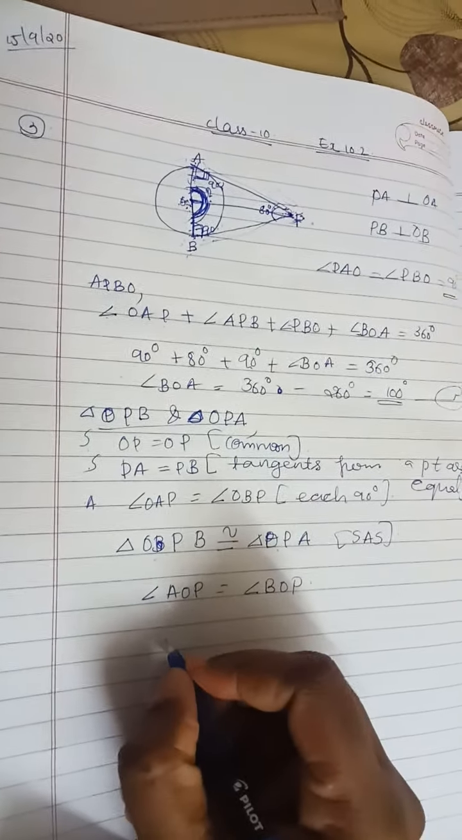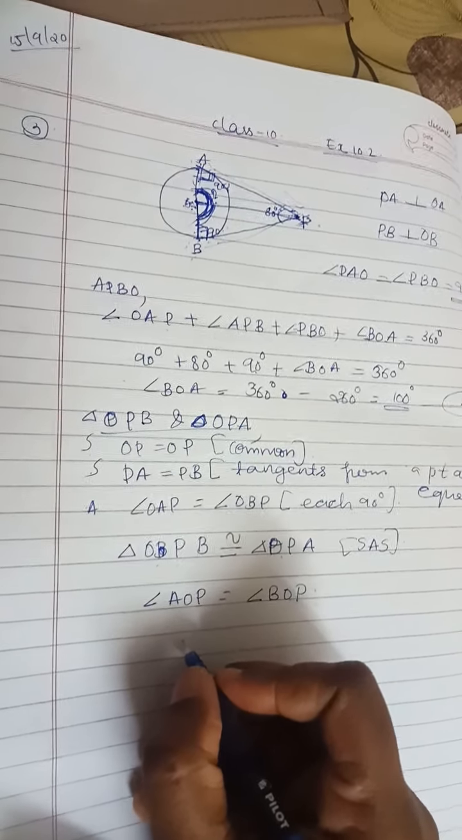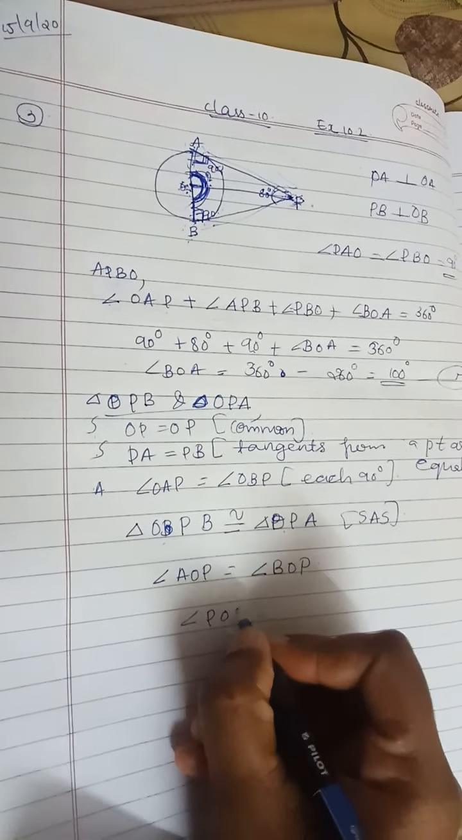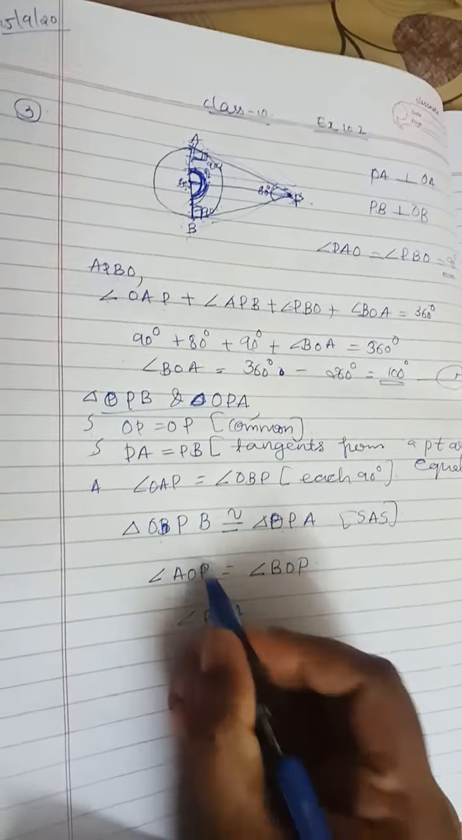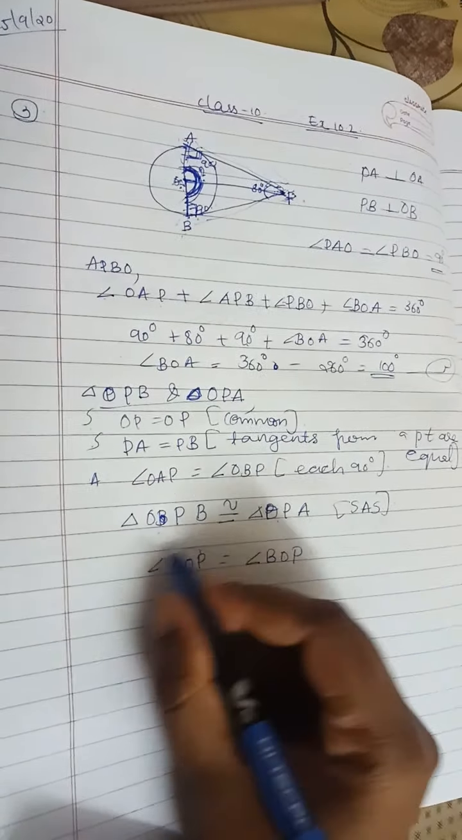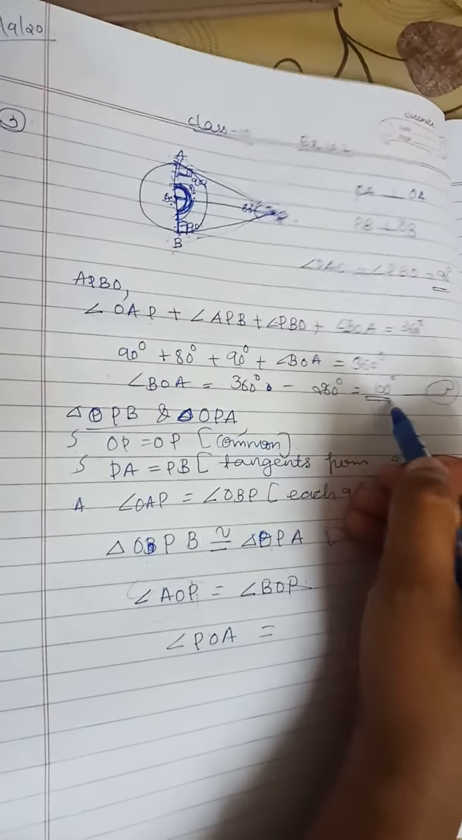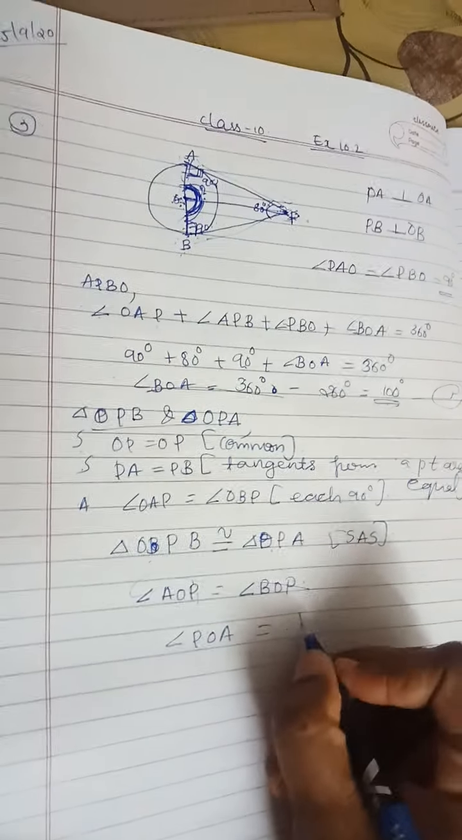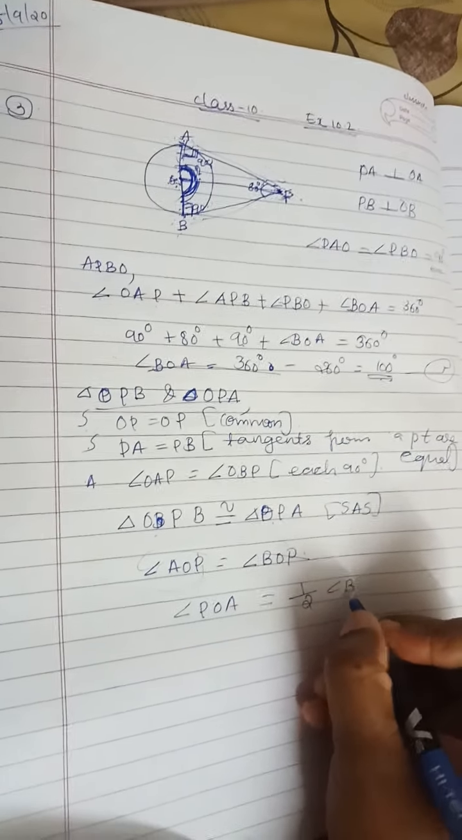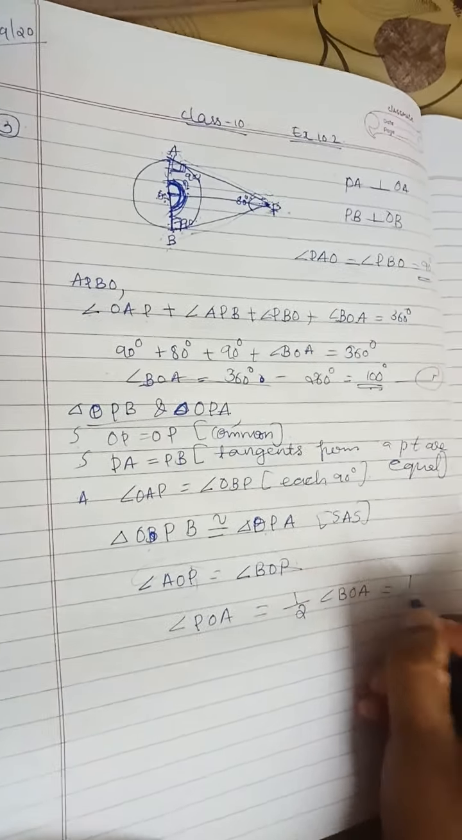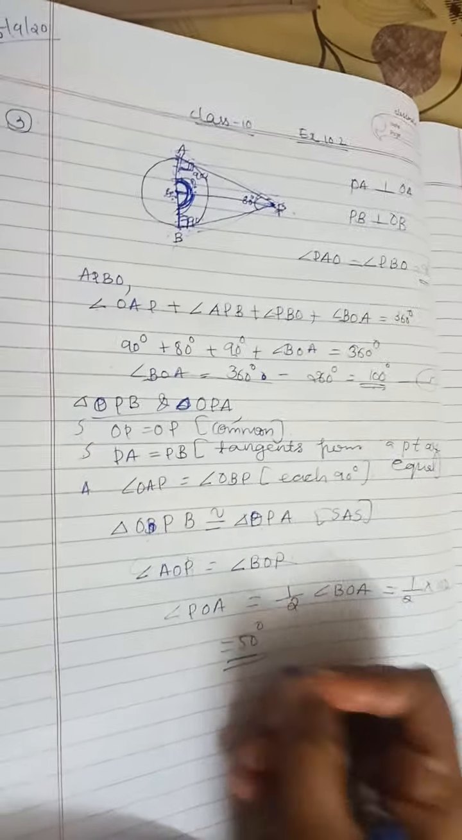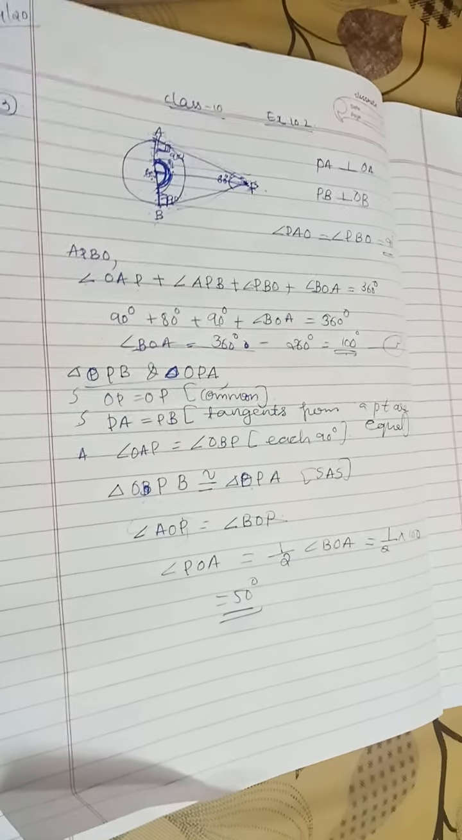Okay, so what we have to calculate here is actually angle POA, that is this one. AOP and POA are both the same, and if both are equal, then we can take half of angle BOA. So half of angle BOA is equal to half into 100, which is equal to 50 degree. This one we have to calculate here. So the answer is equal to 50 degree.